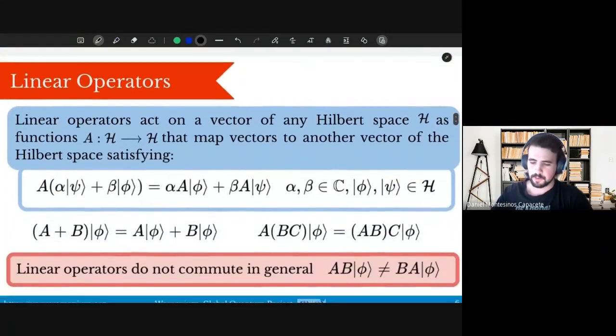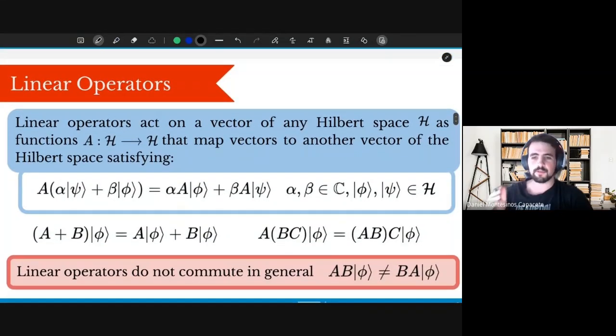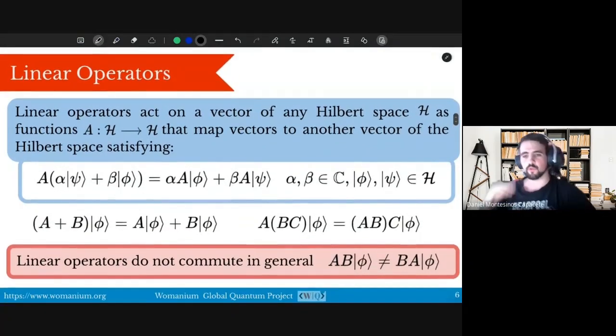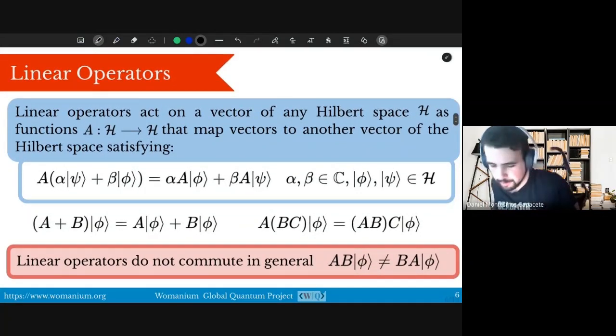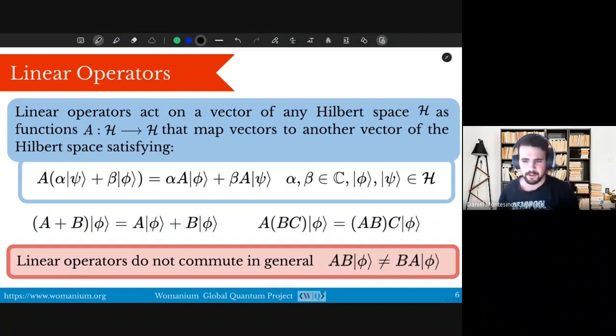So let's move into linear operators. The linear operators are going to be way more important, and we will understand that in the next lecture. But basically, a linear operator is, if you want to say, another kind of function, but it is a function that takes one vector in your Hilbert space and gives you another vector in the same Hilbert space. It just acts on a vector and gives you another vector of your same space.